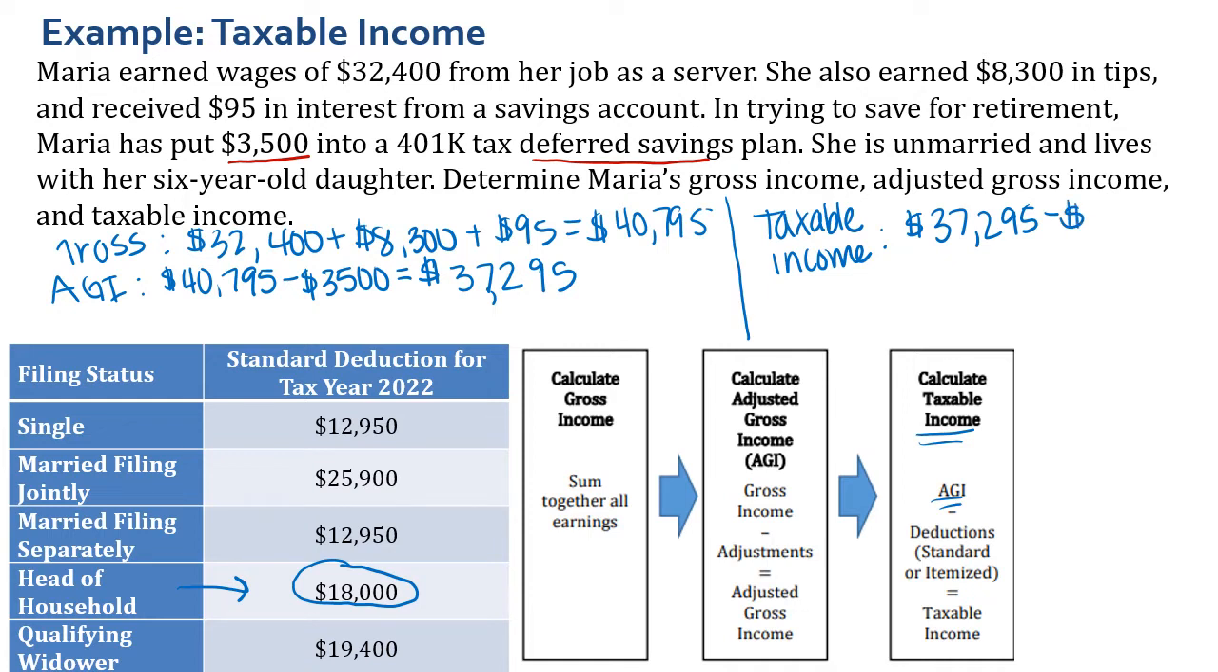This is why it's important to know which filing status you fall in, because sometimes you can save more money. So we get to subtract $18,000 from that, which leaves her with the only income that can be taxed, $19,295, out of that total $40,795.